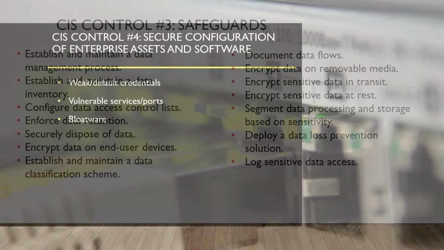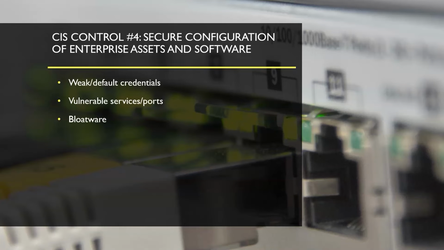Control number 4 is a secure configuration of enterprise assets and software. So many assets and software applications are going to ship with default configurations, and the focus from the manufacturer is usually ease of deployment and ease of use, and really not a focus on security whatsoever. This means that you're going to have default login credentials, so sometimes the password is admin and the username is admin.